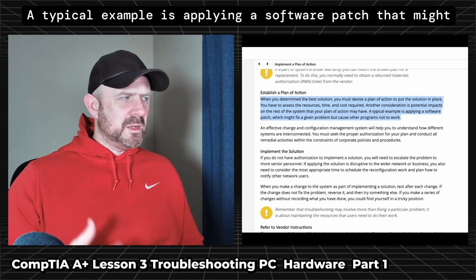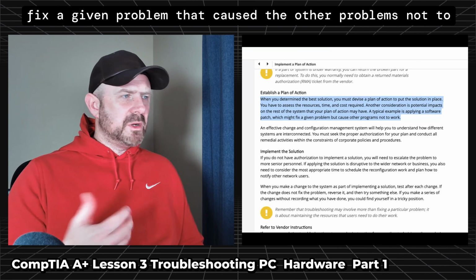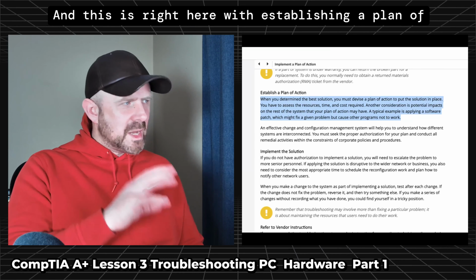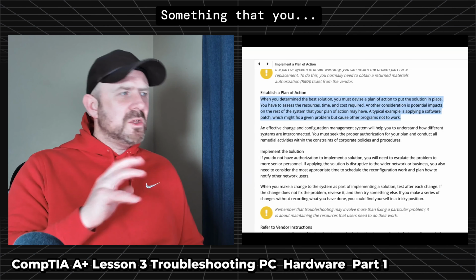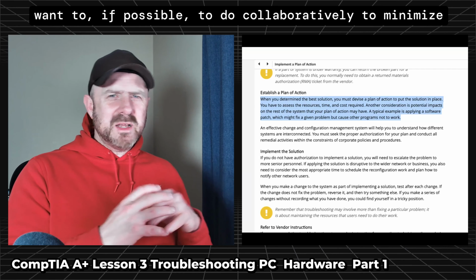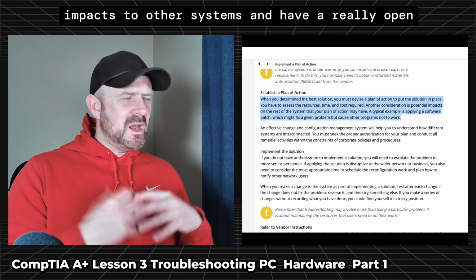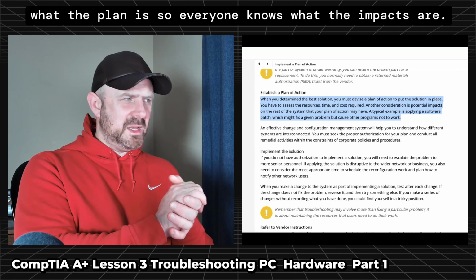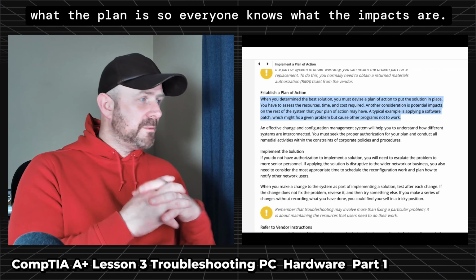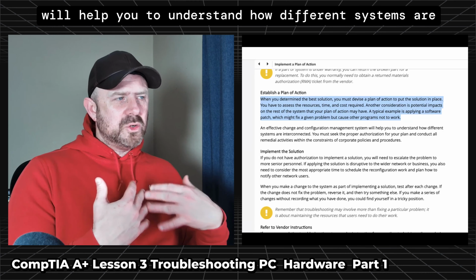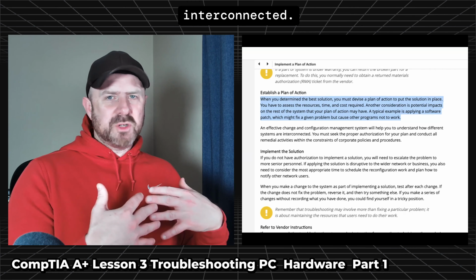A typical example is applying a software patch that might fix a given problem but cause other problems to not work. Totally true. And this is right here with establishing a plan of action, something that you want to, if possible, do collaboratively to minimize impacts to other systems and have a really open conversation with other people in your organization about what the plan is so everyone knows what the impacts are. And an effective change and configuration management system will help you to understand how different systems are interconnected.